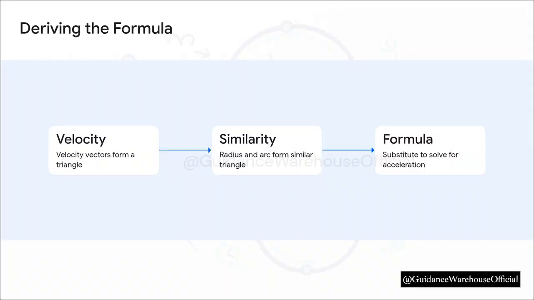Now let's actually map this out. Imagine tracking an object moving along a circle. If we draw the instantaneous velocity vectors at two different points and look at the change in velocity between them, they actually form an isosceles triangle, two equal sides representing our constant speed. At the exact same time, the two radii connecting the center of the circle to those points, plus the arc length between them, form a second, mathematically similar isosceles triangle.